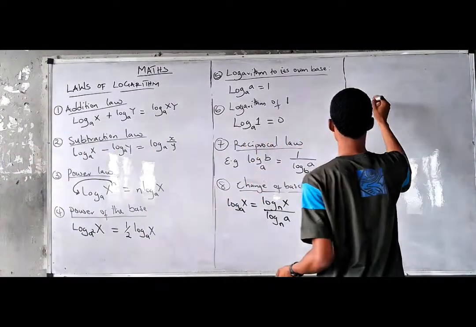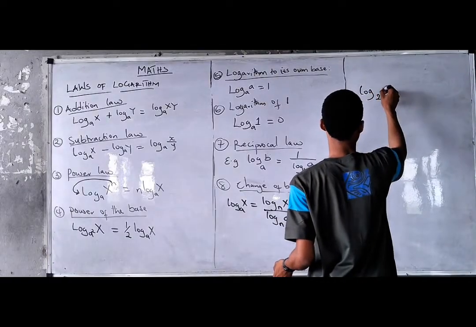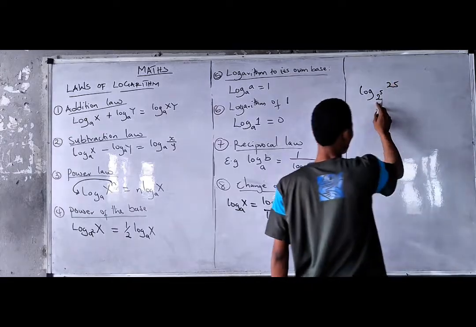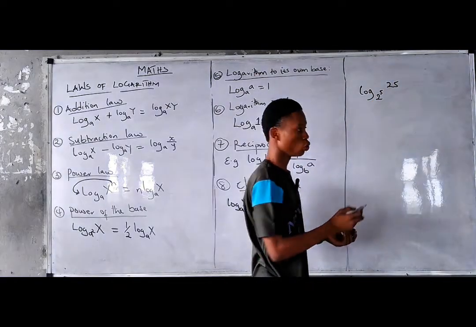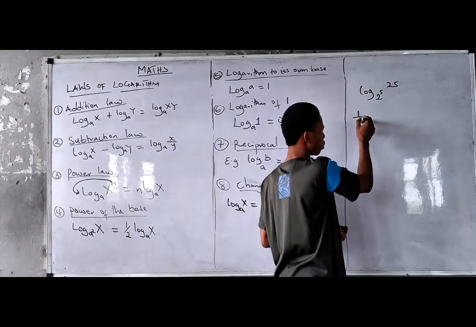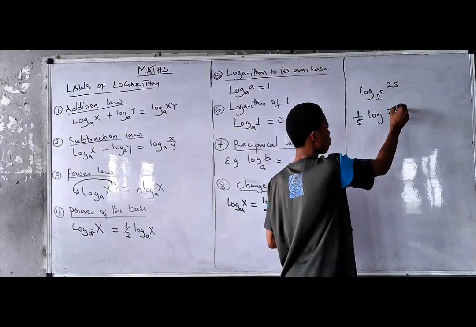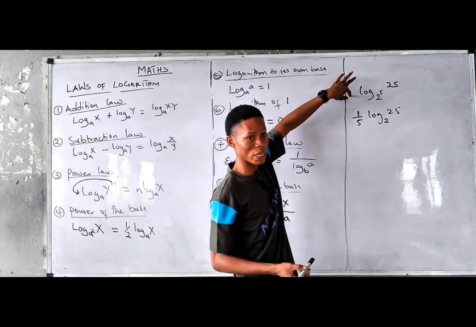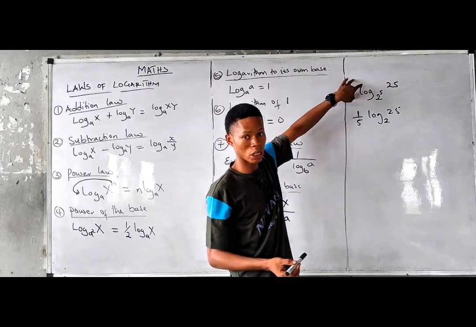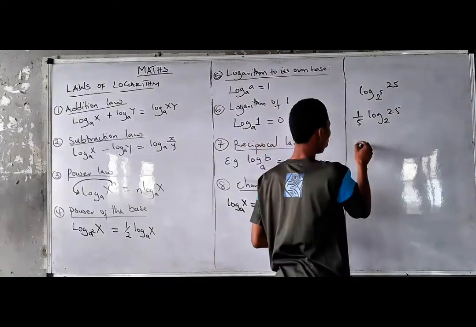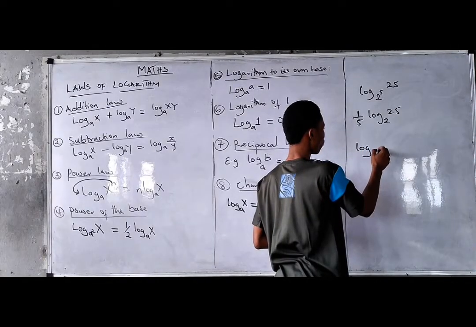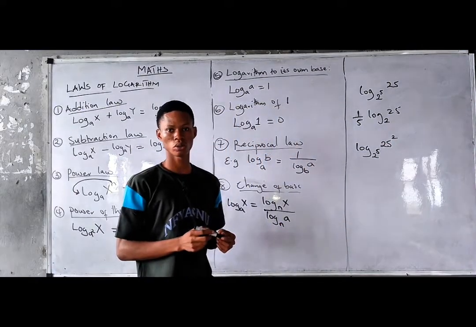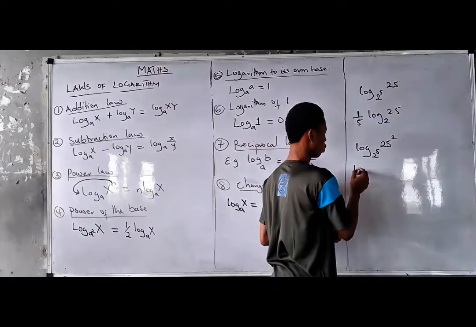If you have something like log 25 in base 2 raised to power 5, what do you do? 1 over 5 log 25 in base 2, right? So this power, you take the reciprocal and bring it here. What if you have something like log 25 raised to power 2 in base 2 raised to power 5? What do you do? 1 over 5 log what?